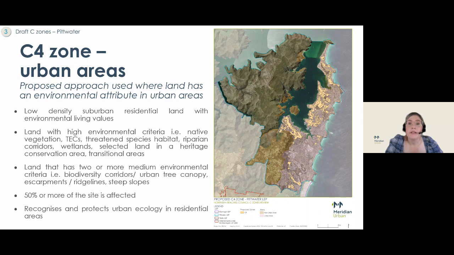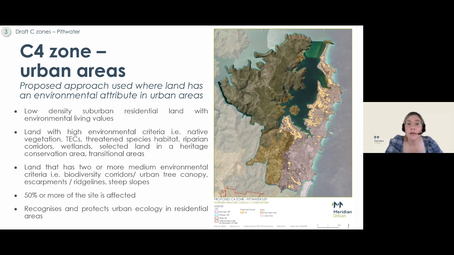With the presence of high environmental values, biodiversity corridors, leafy escarpment lands, major ridge lines and steep slopes, the Northern Beaches has one of the highest urban tree canopy coverages in Greater Sydney. The C4 environmental living zone is proposed for the suburban low-density residential areas that contain high environmental criteria and/or 2 or more medium value environmental criteria. Properties with 50% or more of the site affected by high environmental value criteria or 2 or more medium values were identified as potential C4 zoned sites.